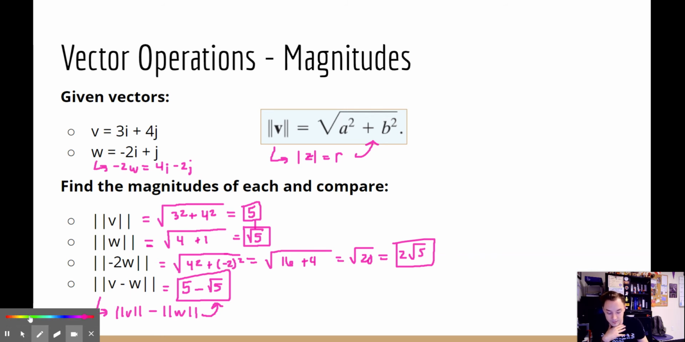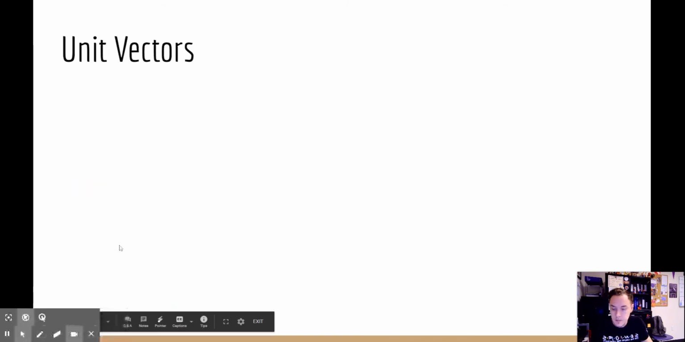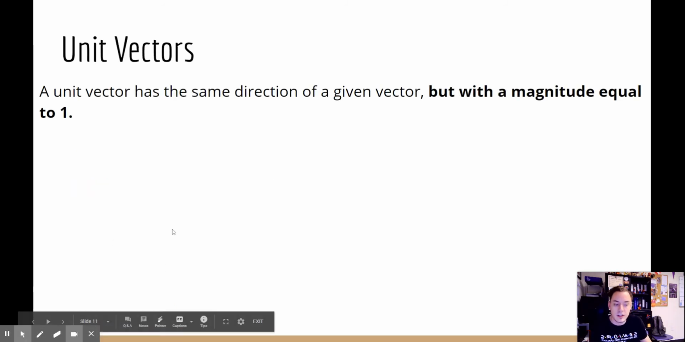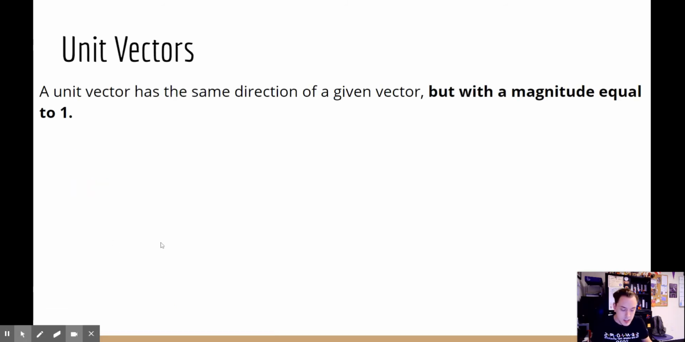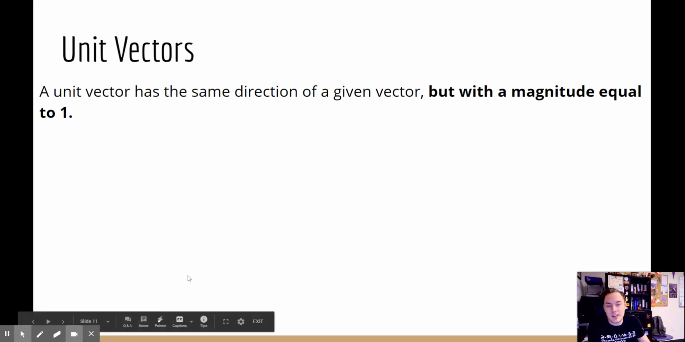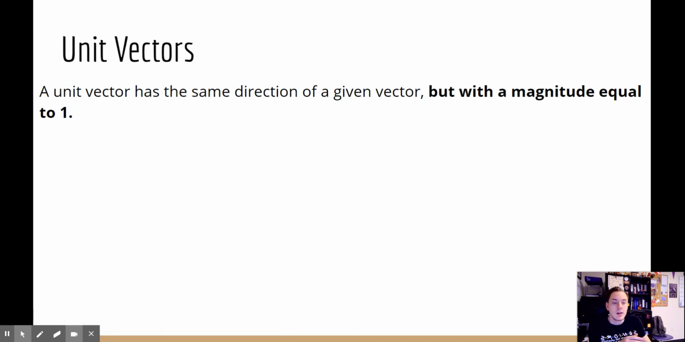Awesome. Let's erase. Let's go on to unit vectors. This is a big topic in today's lesson. Pretty big topic, unit vectors. What it is is essentially just the same direction of a given vector, with a magnitude equal to 1. So it's the same direction, but the magnitude is just equal to 1.